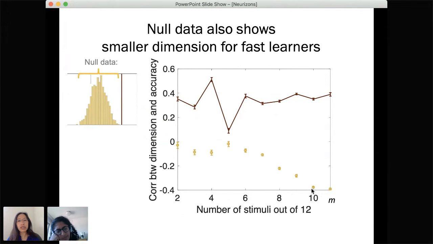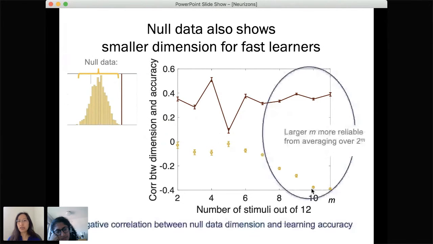What this means is that the null data for the fast learners is actually smaller than the null data for the slow learners. And this was a really big surprise. We really had to take this seriously, because as we increase M, the number of shapes that we were including in our analysis, it gets computationally pretty expensive. That means we're averaging over a large number of combinatorials as we go to large M. So these are actually the most reliable results. And we saw instead that the null model had this negative correlation.